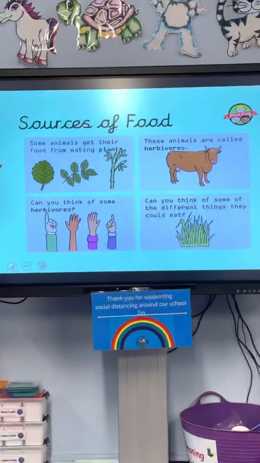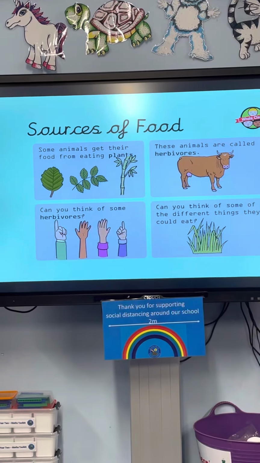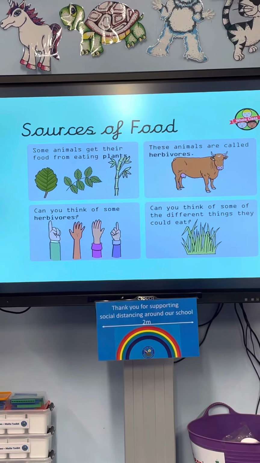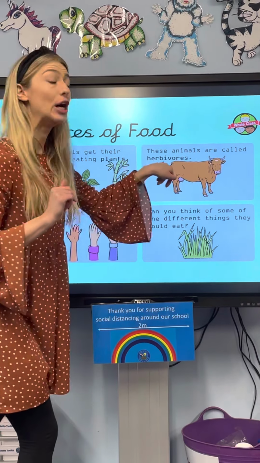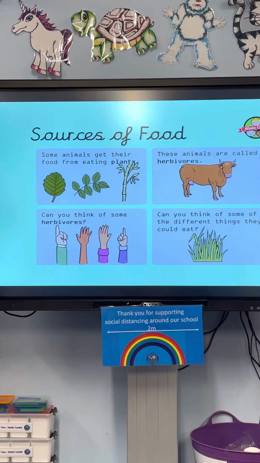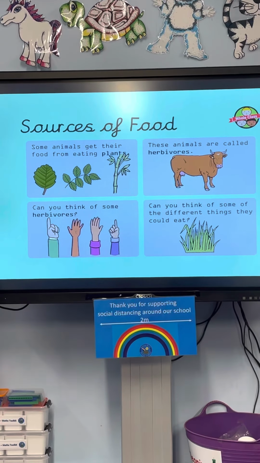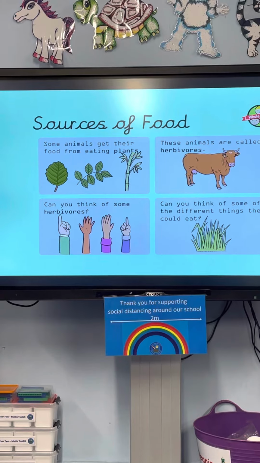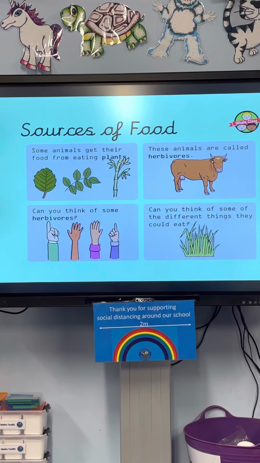So some animals get their food from eating plants, and these animals are called herbivores, okay? And I always look at the word herb to give me a bit of a clue there. So a herb, you might have some herbs at home like basil and chives, so that gives you a clue that they eat plants. So can you think of any herbivores?